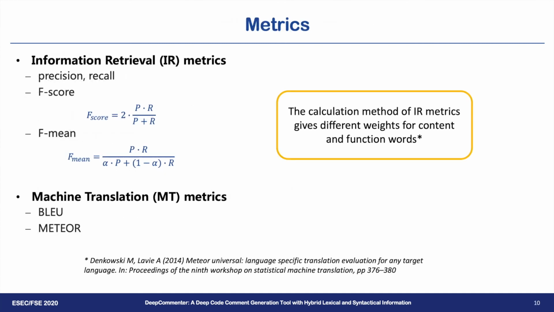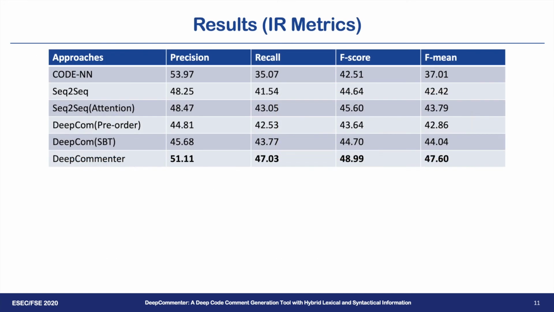We use 2 kinds of metrics to evaluate the performance of our tool and the baseline approaches. They are information retrieval metrics, which contain precision, recall, F-score, and F-mean, and machine translation metrics, including BLEU and METEOR. The results on the information retrieval metrics show that our model outperforms other approaches by a substantial margin. It illustrates the importance of syntactical information in the code comment generation task. Our model combines the lexical and the syntactical information together, which helps generate more accurate and user-friendly comments.